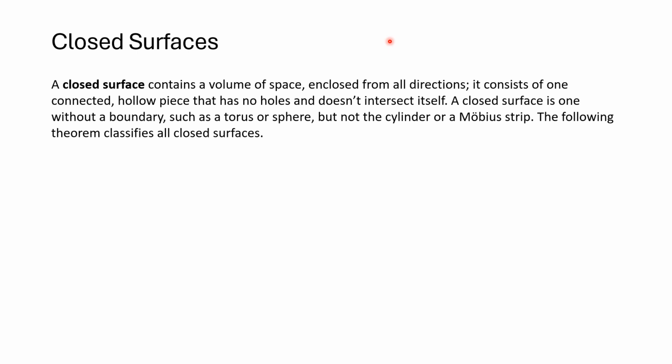A closed surface contains a volume of space enclosed from all directions. It consists of one connected hollow piece that has no holes and does not intersect itself. A closed surface is one without a boundary, such as a torus or a sphere, but not a cylinder or a Mobius strip. That would also exclude the Klein bottle, which has no interior, so it doesn't include a volume. But it's true, it doesn't have a boundary either.